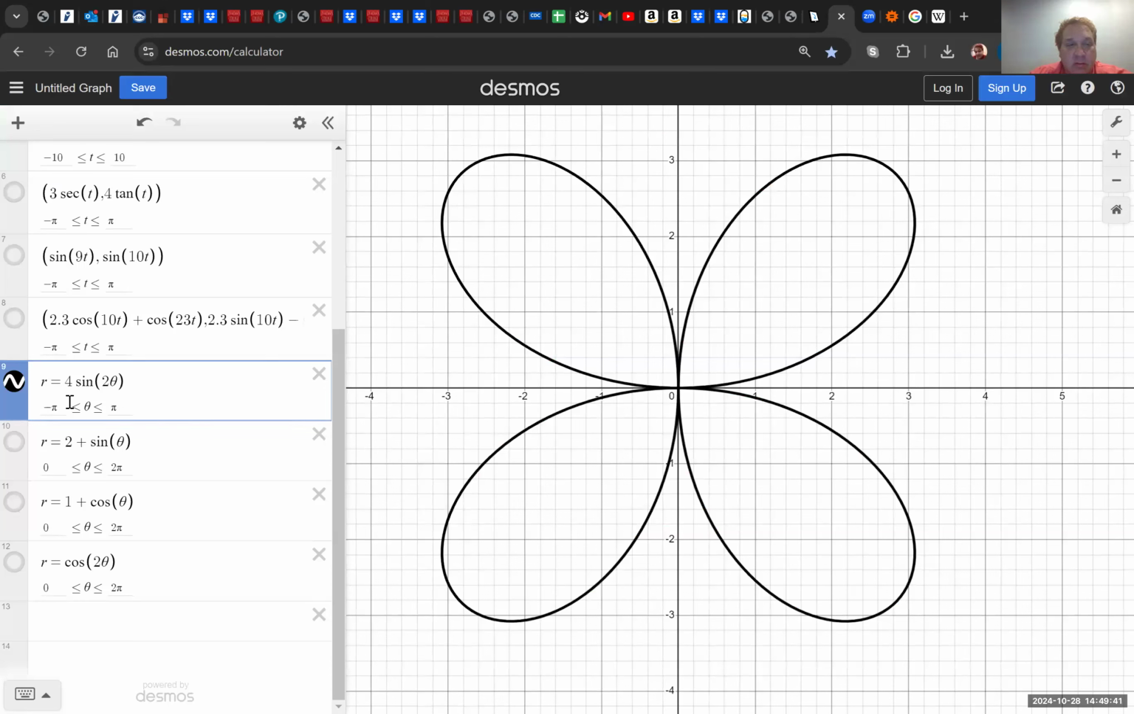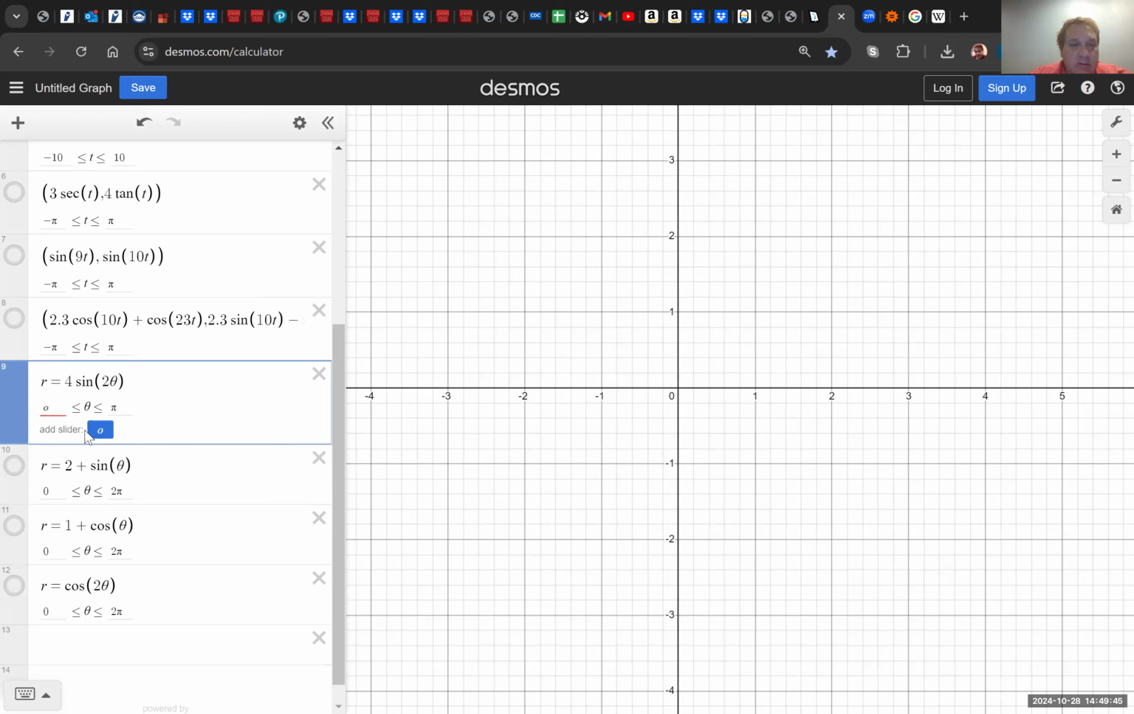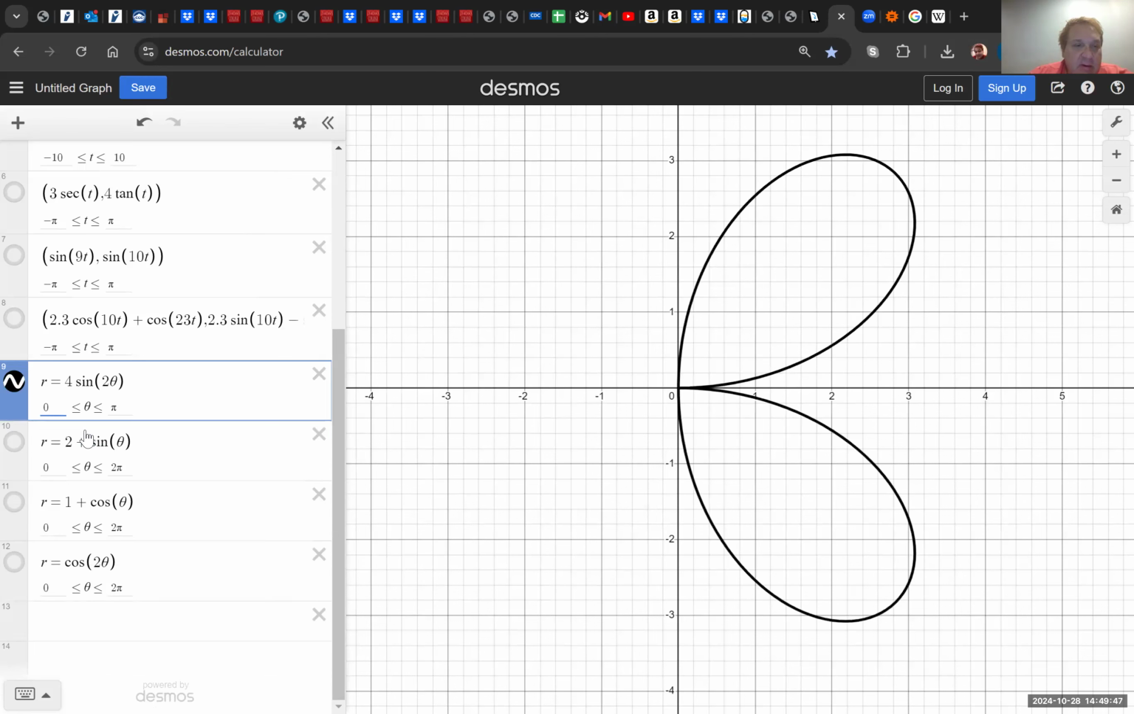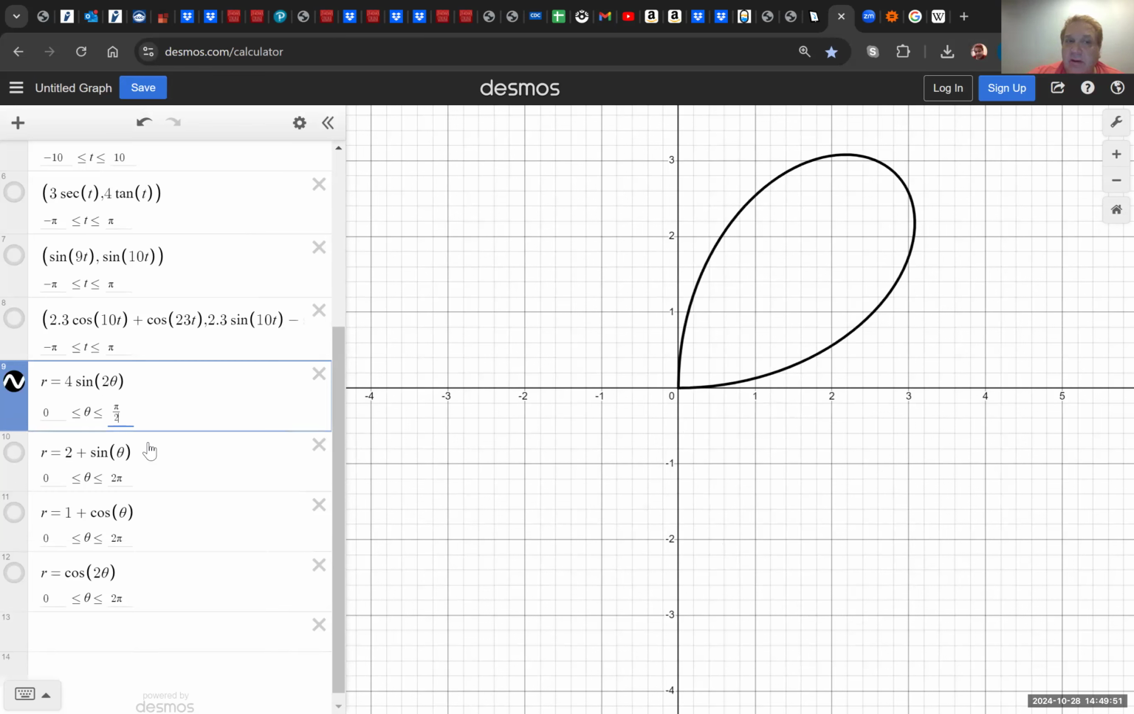So let me go 0, and pi over 2. Yep, there we go. So that's one leaf of this 4-leaf clover. So I know my theta values go from 0 to pi over 2. That gives me one of these leaves.